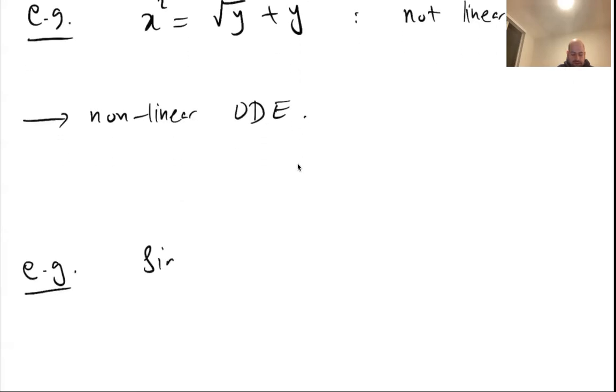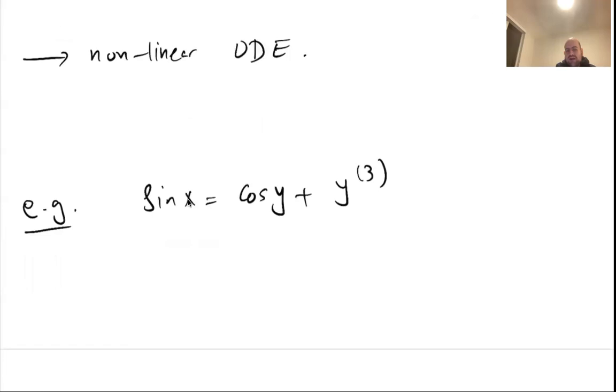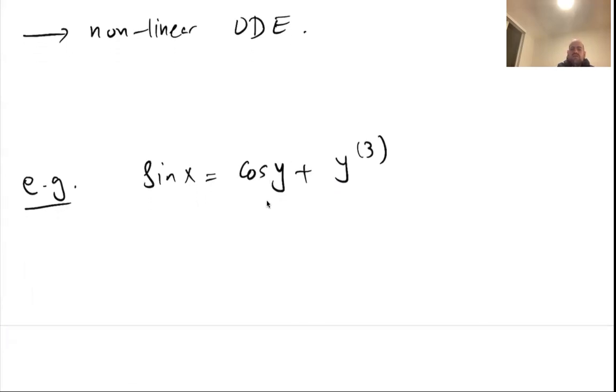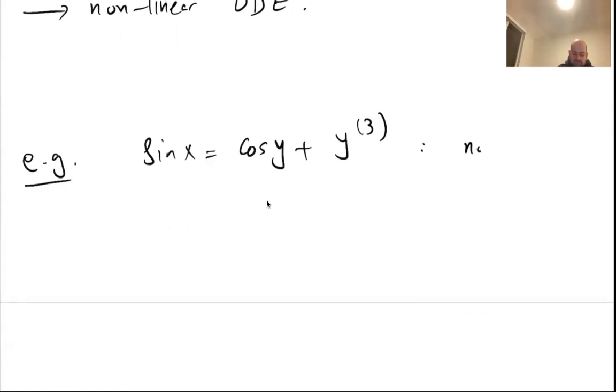Another example, let's say sine x equals cos y plus y third derivative. It's okay to have sine x. This sine x is not linear in x, but it doesn't have to be linear in x. But cos y means it's not linear in y. Cos y, it's not linear in y. So this is not linear in y, therefore, again, a non-linear ODE.